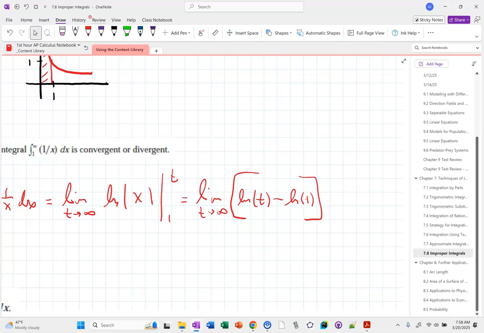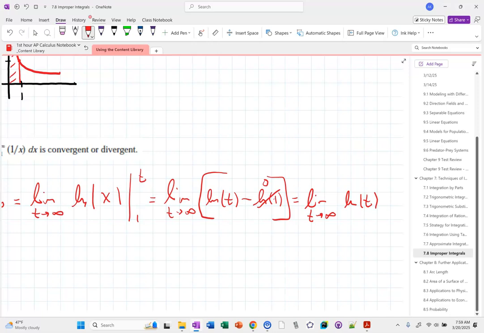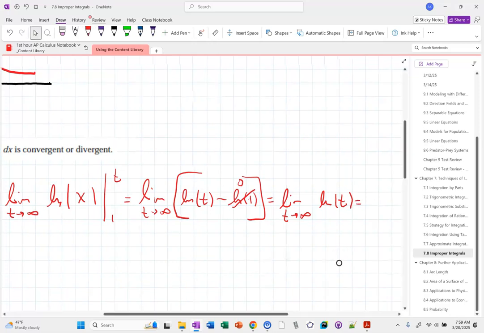Right, t is never negative. It's going from 1 to infinity, dead on. So the natural log of 1 is just 0. So we're just left with the limit as t goes to infinity of the natural log of t. And what is that equal to?